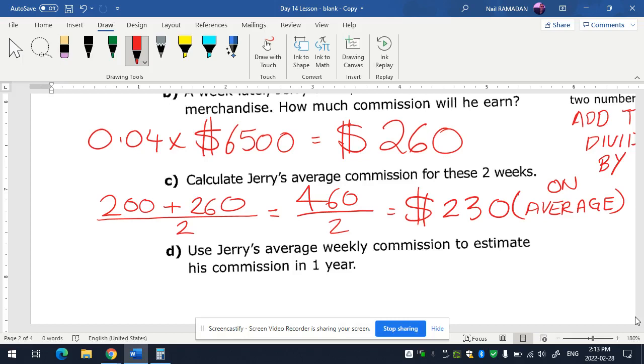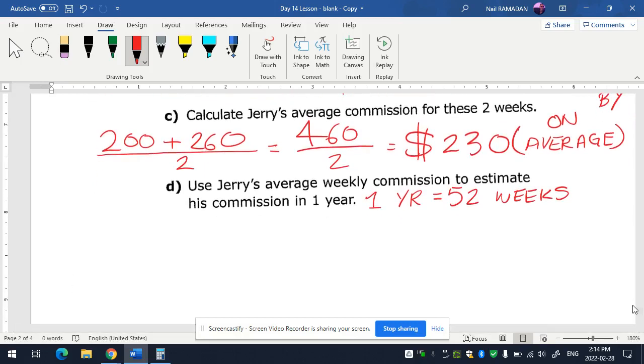Everyone, how much? We can't say on average he's making 200 because some weeks he made more. We also can't say that on average he's making 260 because some weeks he made less. So always a safe bet is somewhere in between, because if you judge by the lowest, you're always going to get a low estimate. If you judge by the highest, you're going to get a high estimate. If you judge by the middle, you get the most logical idea. So I want you to say 1 year equals 52 weeks. No vacation.